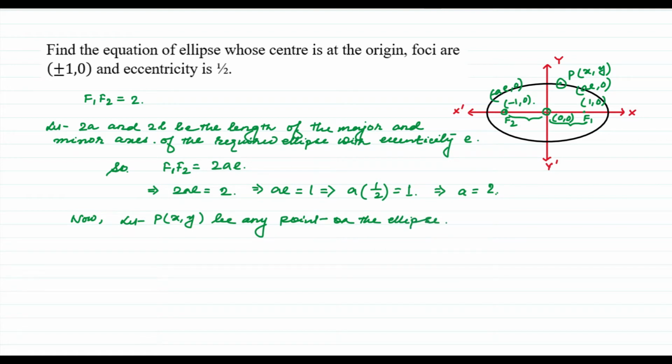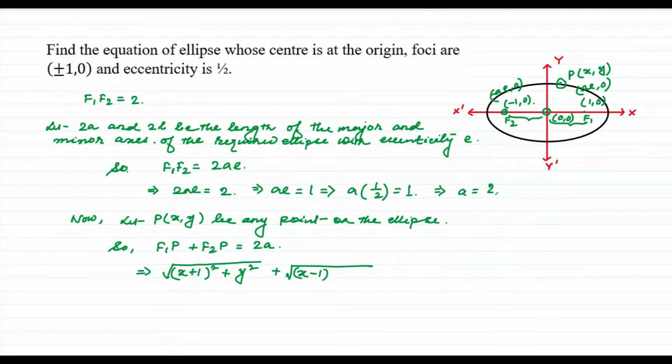So here F1P plus F2P must be equal to twice A. So that implies F1P means square root of, you must apply the distance formula, (x plus 1) whole square plus y square, plus root over (x minus 1) whole square plus y square, that is equal to 2 into the value of a, which is 2.